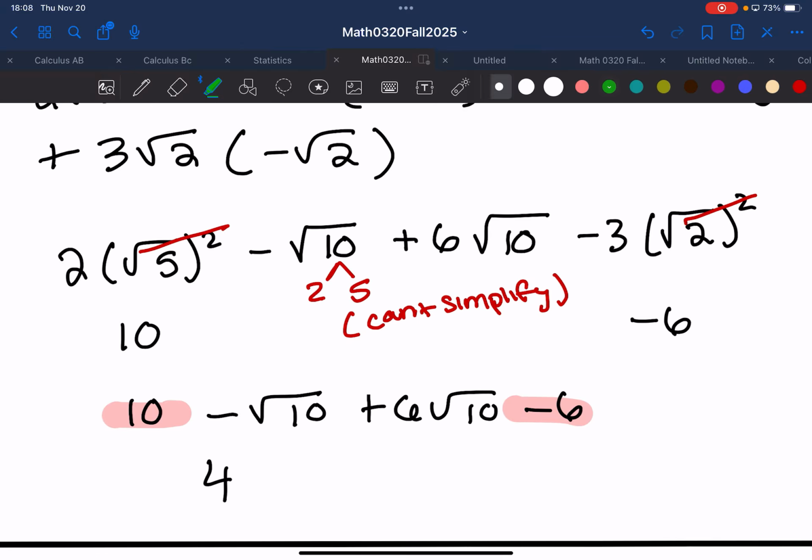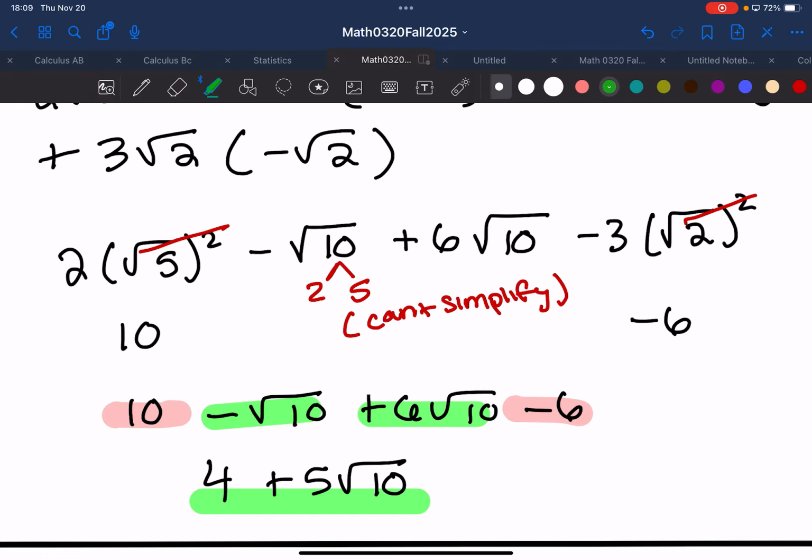And then for the other ones, why am I able to combine these? The same radical. They both have square root of 10, which means I just add or subtract the coefficients. So what's negative 1 plus 6? 5. So I have plus 5 square roots of 10. And that's my answer.